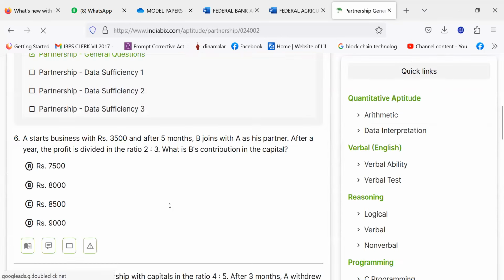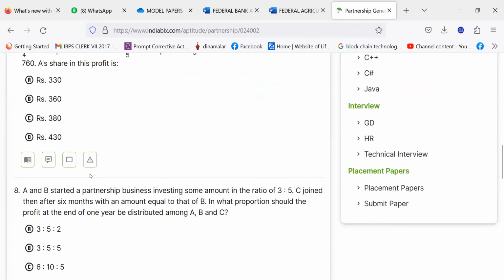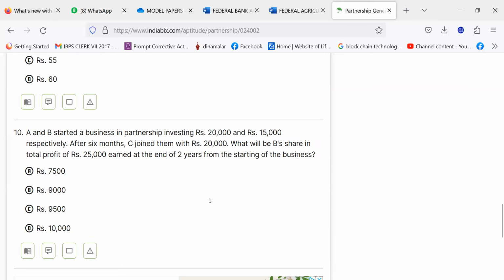Now we will move on to the next question. Please take up question number 10. A and B started a business in partnership, investing 20,000 and 15,000 respectively. After 6 months, C joined them with 20,000. What will be B's share in the total profit of rupees 25,000 at the end of 2 years from the starting of the business? Here, the last 3 digits are 000. Just you can take it as 20 and 15.